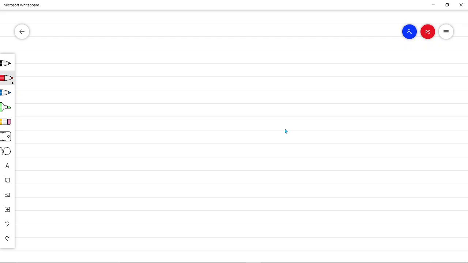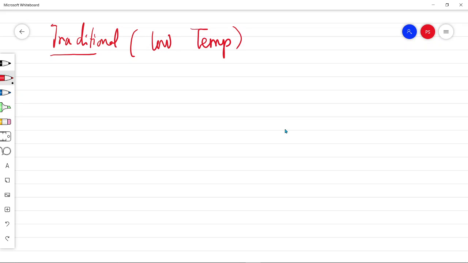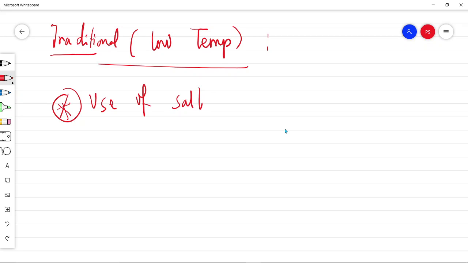Let us try to understand some traditional methods used to achieve low temperatures. The first and the oldest method in this regard is the use of salts, or the method of freezing mixtures.